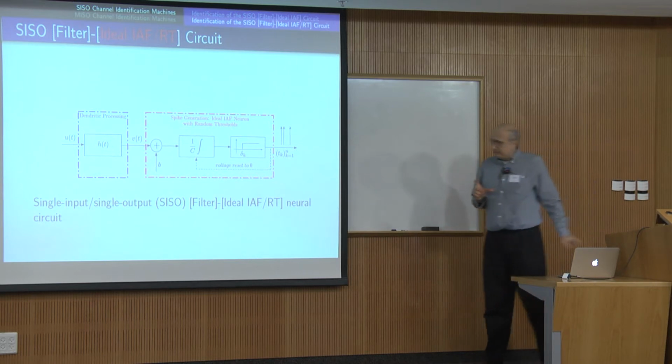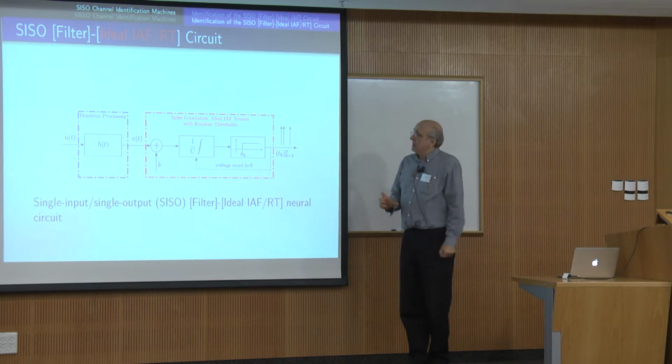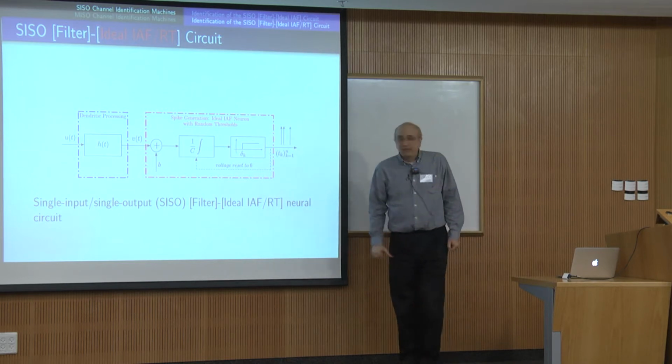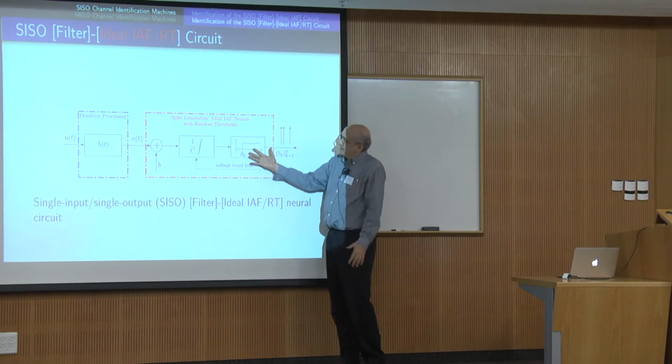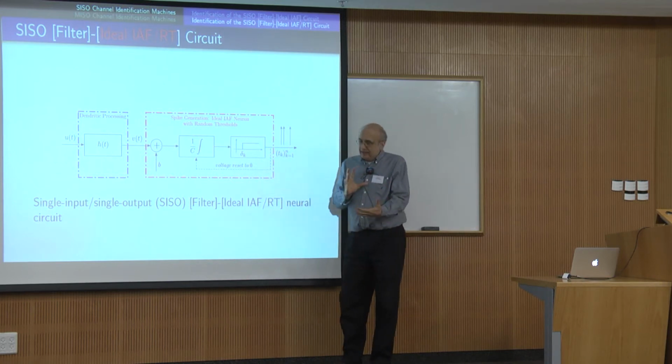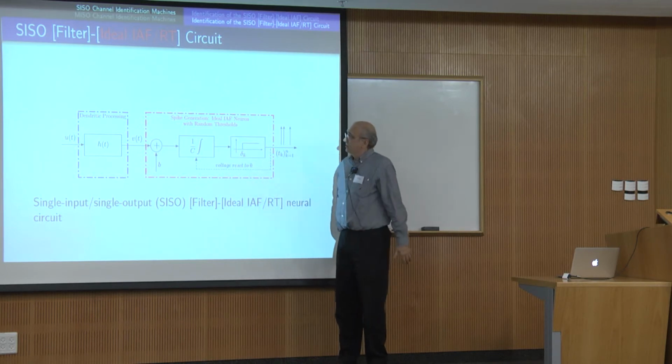So the next step is to move to random thresholds. And that's related to a question you had. Random threshold essentially means a simple model here: integrate and fire with random threshold. So it's a threshold which, let's say, varies according to a Gaussian distribution.